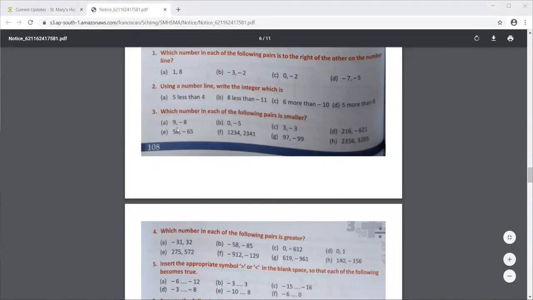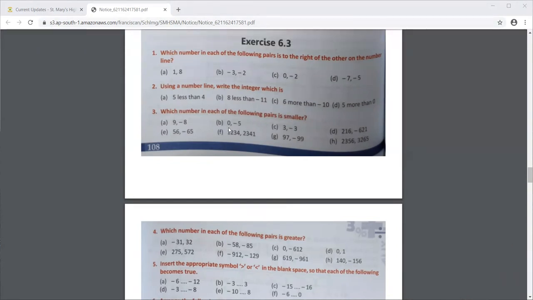Okay. So out of these two numbers, 9 and -8, on the number line, left side में कौन सा number आता है? Obviously, -8 will come on the left and 9 will come on the right side of -8. So what you have to do is, you have to circle that number, whichever is smaller. Similarly, 0 and -5. So on the left, what do you have? -5. So you have to circle this number.